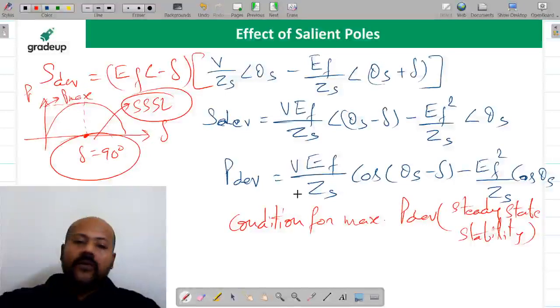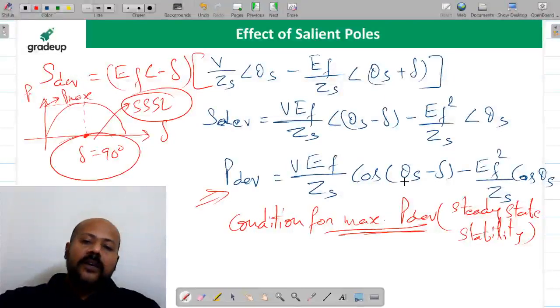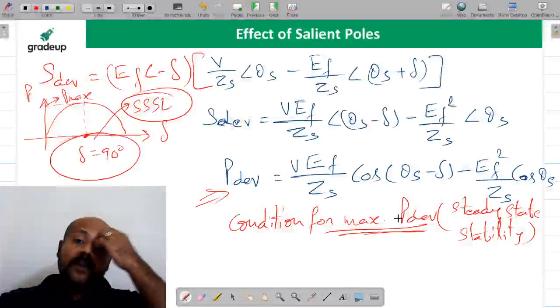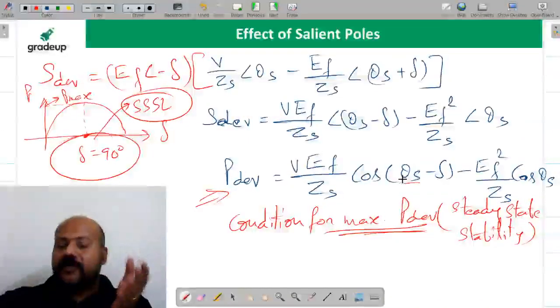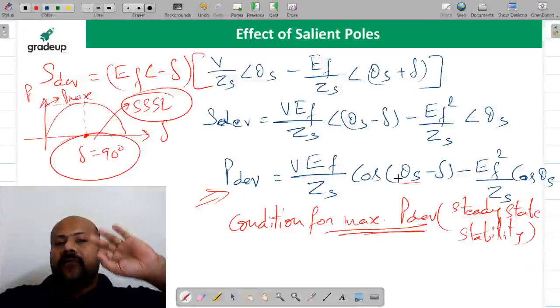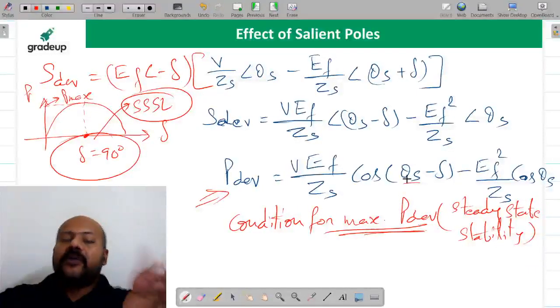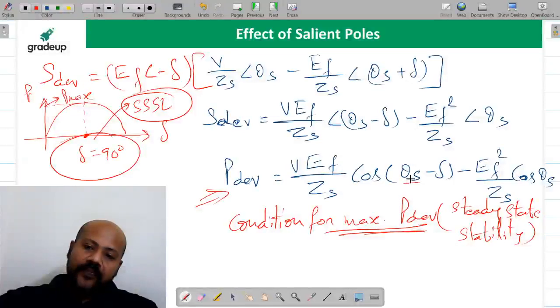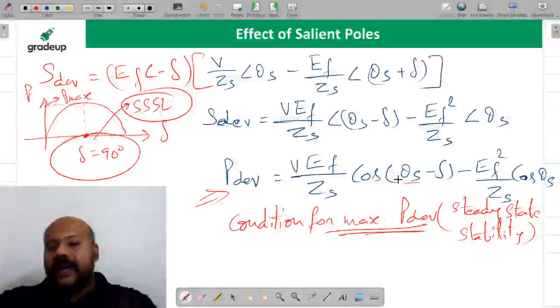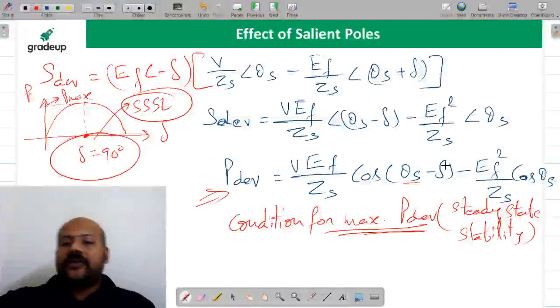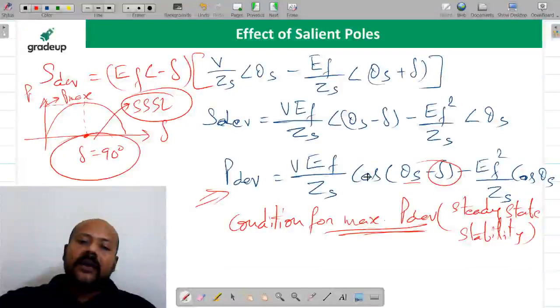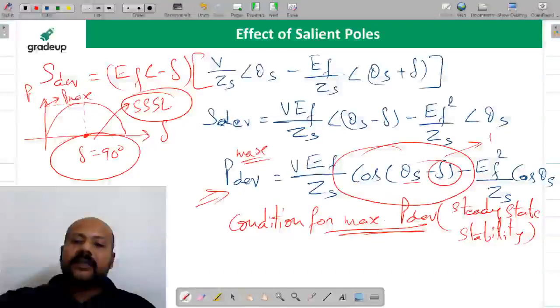Now if you want to know what is the maximum power developed condition for this synchronous motor, you tell me what is going to be the maximum developed power condition. V, EF, ZS and theta S you cannot change, because theta S is the, once you design the motor you cannot change theta S, because theta S is the impedance angle, you can say synchronous impedance angle. Terminal voltage, induced EMF and ZS also you cannot change. So what you are going to change? You are going to change del. So if you want the maximum value of this quantity, then you have to make this cos term as 1.